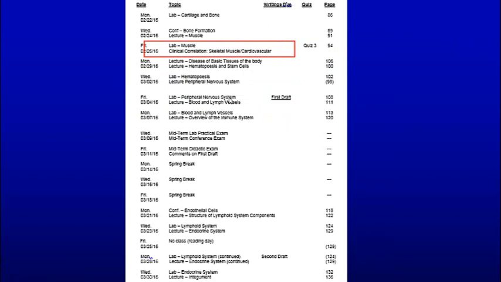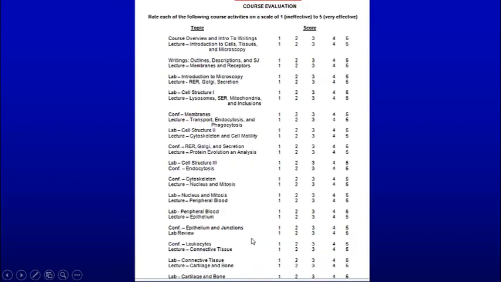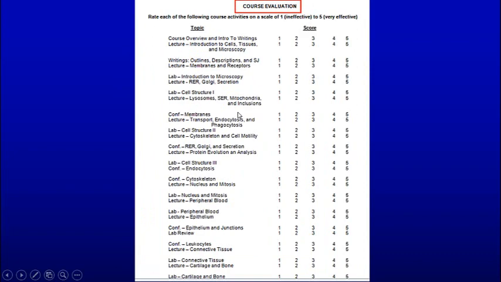So we have clinical correlations. As you can see, spring break was to cover hematopoiesis, blood and lymph vessels, the endocrine system, lymphatic system. We'll also have lab practicals and didactic practicals and the whole gamut: male, female reproductive system, as well as the eye, digestive tract, respiratory tract, integument, the different things that we're going to cover.